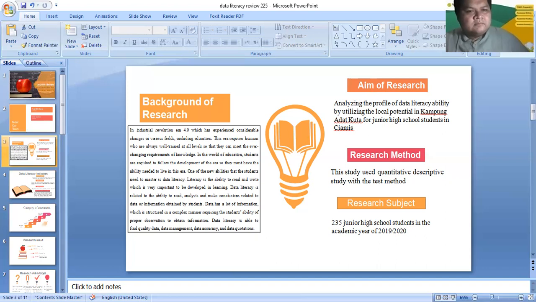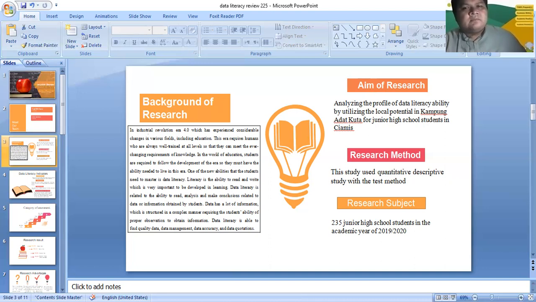Literacy is the ability to read and write, which is very important to be developed in learning. Data literacy is related to the ability to read, analyze, and make conclusions related to data or information obtained by students. Data has a lot of information which is structured in a complex manner, requiring the student's ability of proper observation to obtain information. Data literacy is able to find quality data, data management, data accuracy, and data quotation.